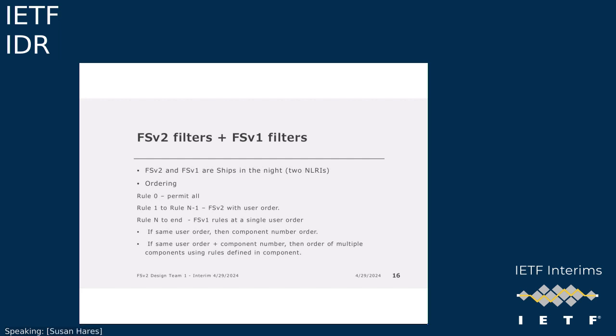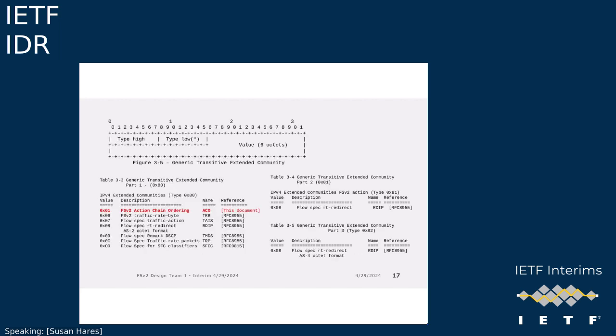The ordering may be interesting if you're not deep into FlowSpec V1 order, which says order first by component and then order within a component based on the definition given by the component. This all goes back to that original package. So why are we so focused on chaining and the problems? As you see, we don't have that many actions that are listed by IANA. A lot more are proposed.